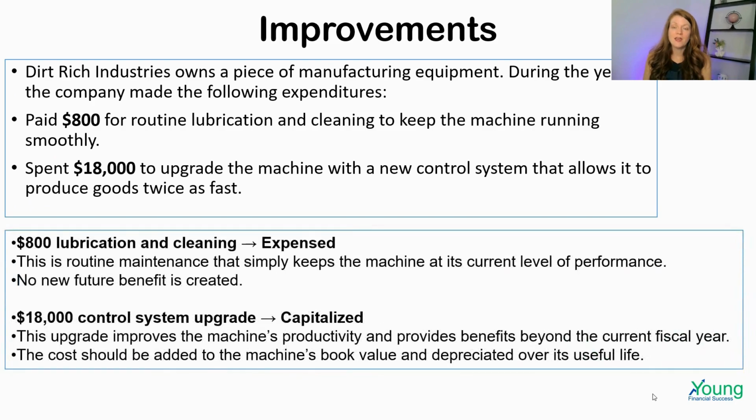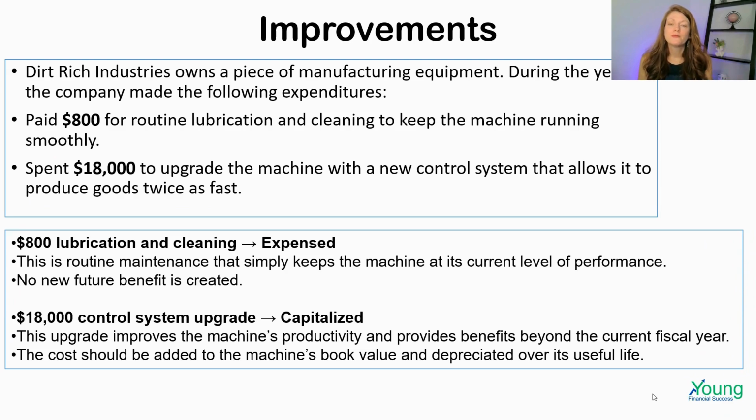So if you said that the $800 for just the regular maintenance should be expensed, then great job. We're going to expense routine maintenance. It just keeps the machine working as we expect it. The $18,000 is a control system upgrade. We're going to capitalize that.